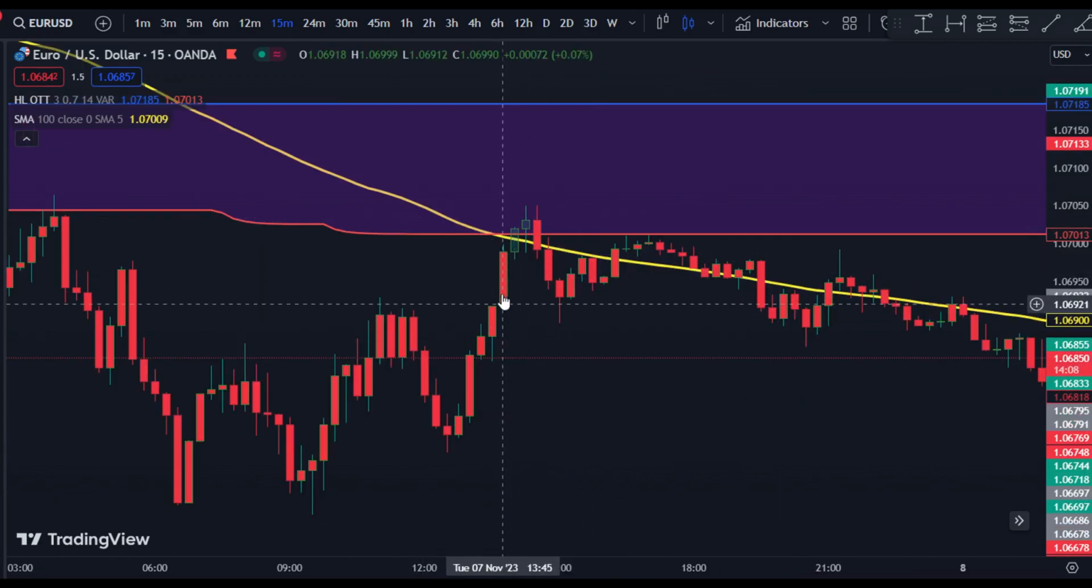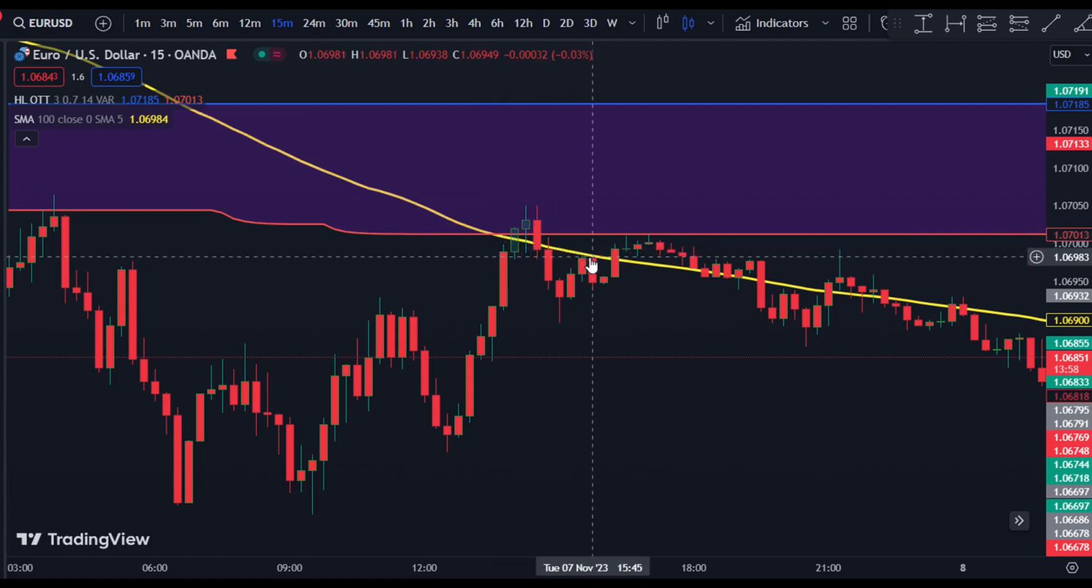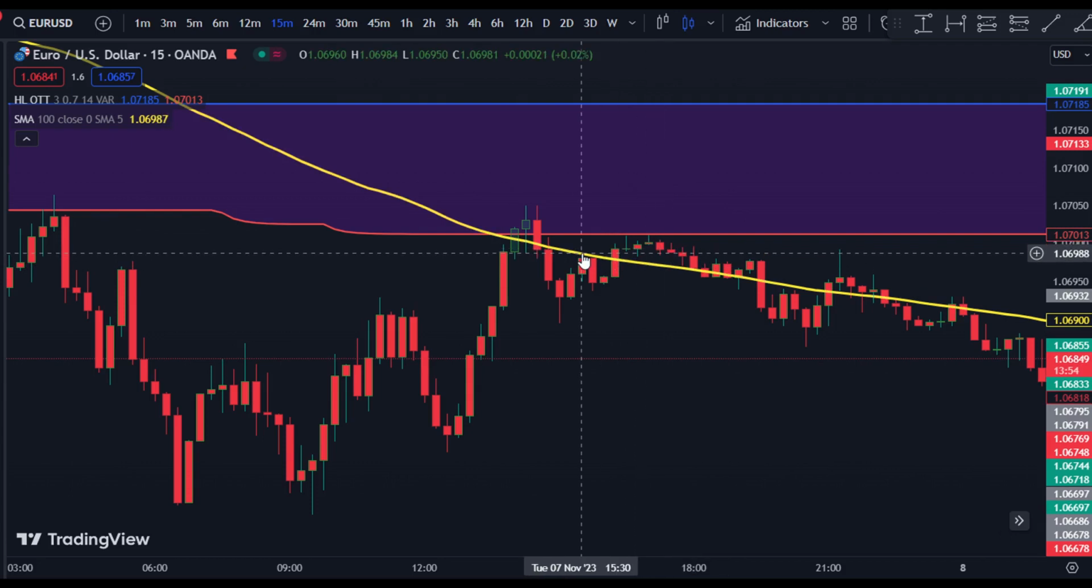So again, we can see right here that the price re-entered the channel, and then we had a red candle closing below this line. Normally we would take a short, but the candle is not mostly or even completely closed below the 100 line, so we're going to avoid this trade.